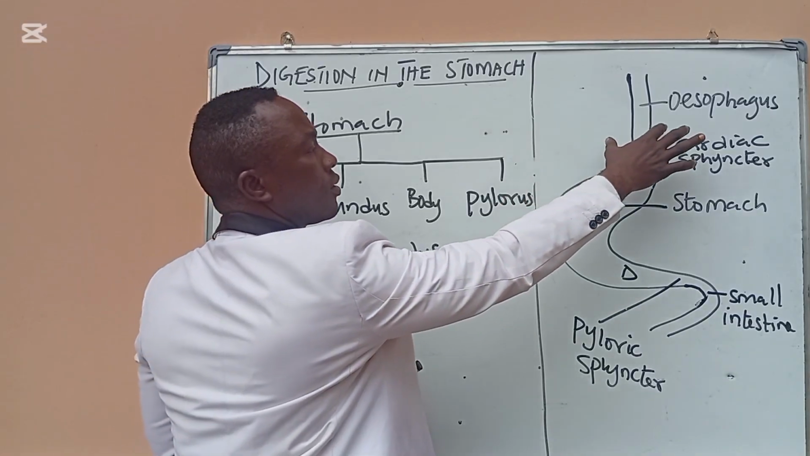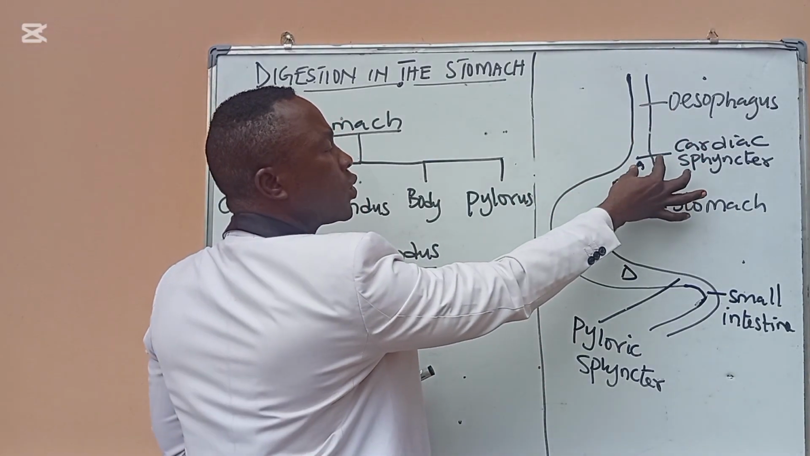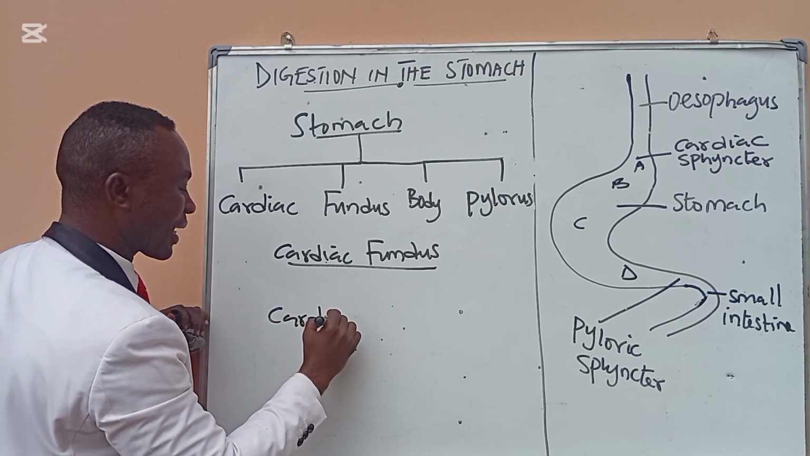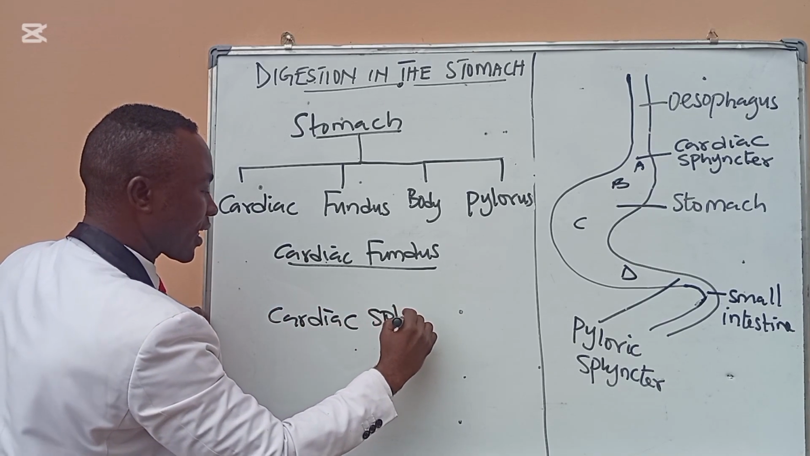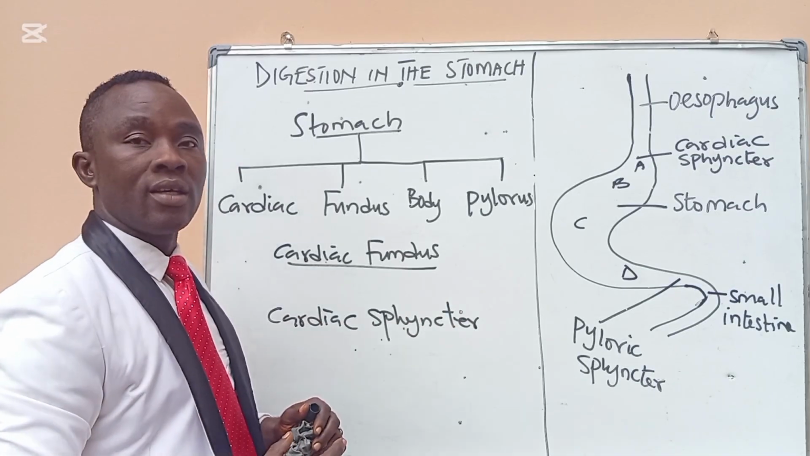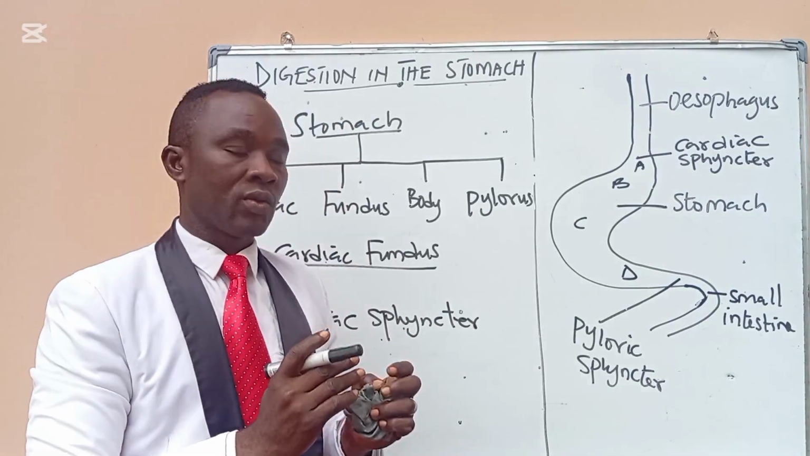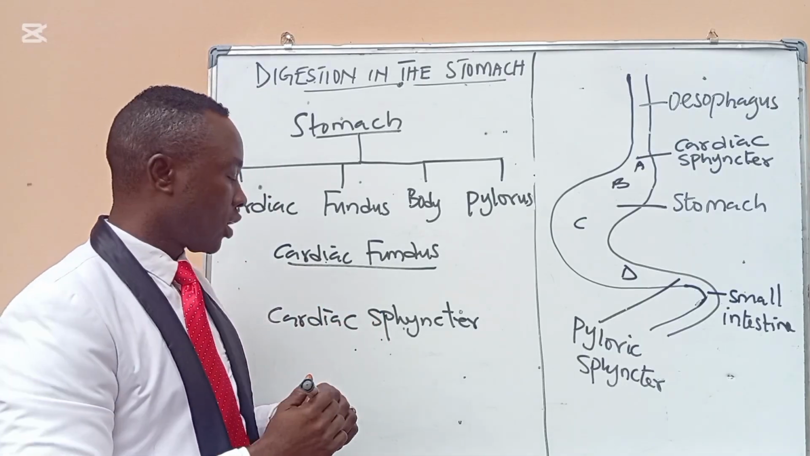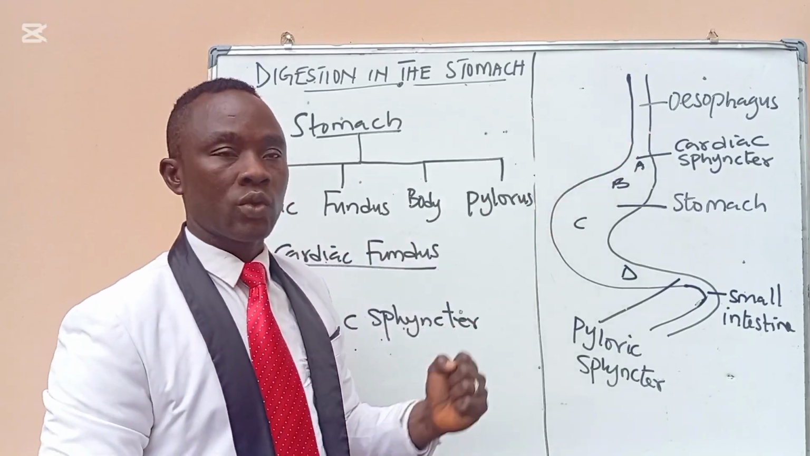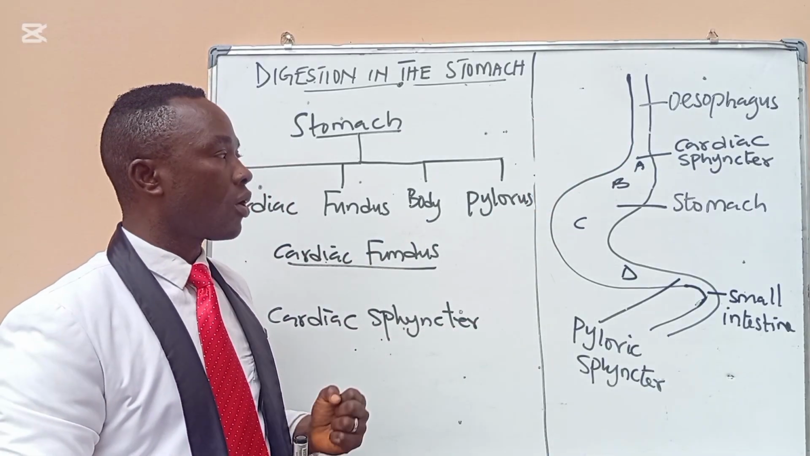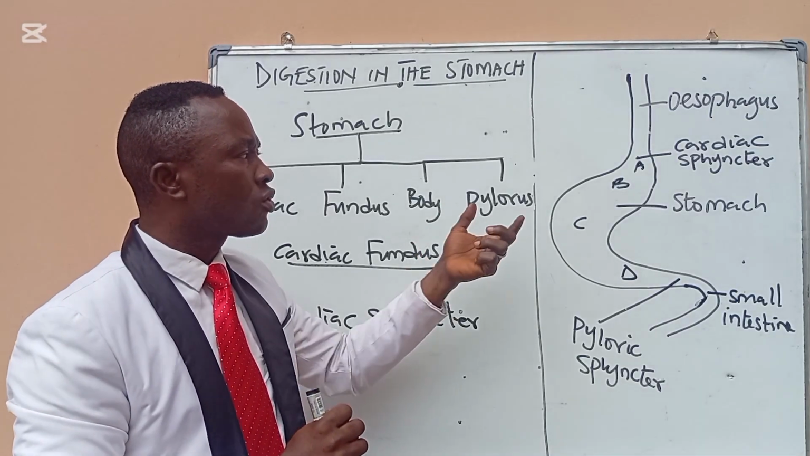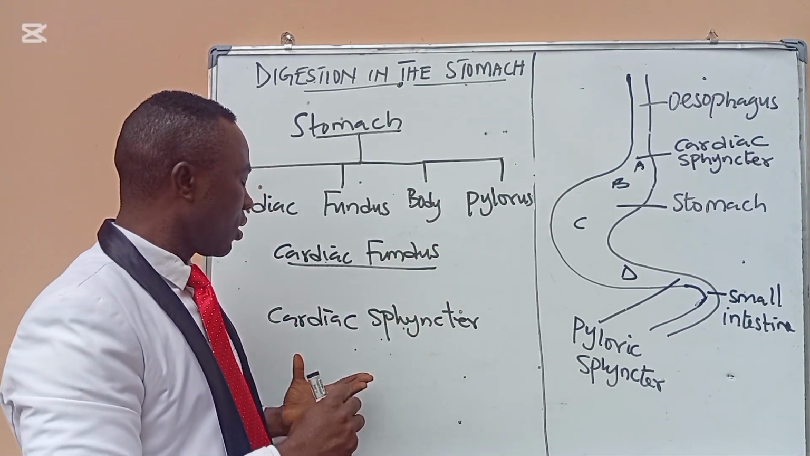Now, the esophagus opens into the stomach through what we call the cardiac sphincter. The cardiac sphincter is muscular. It is a gatekeeper between the esophagus and the stomach. So the first portion of the stomach that leads from the esophagus into the stomach is the cardiac sphincter.